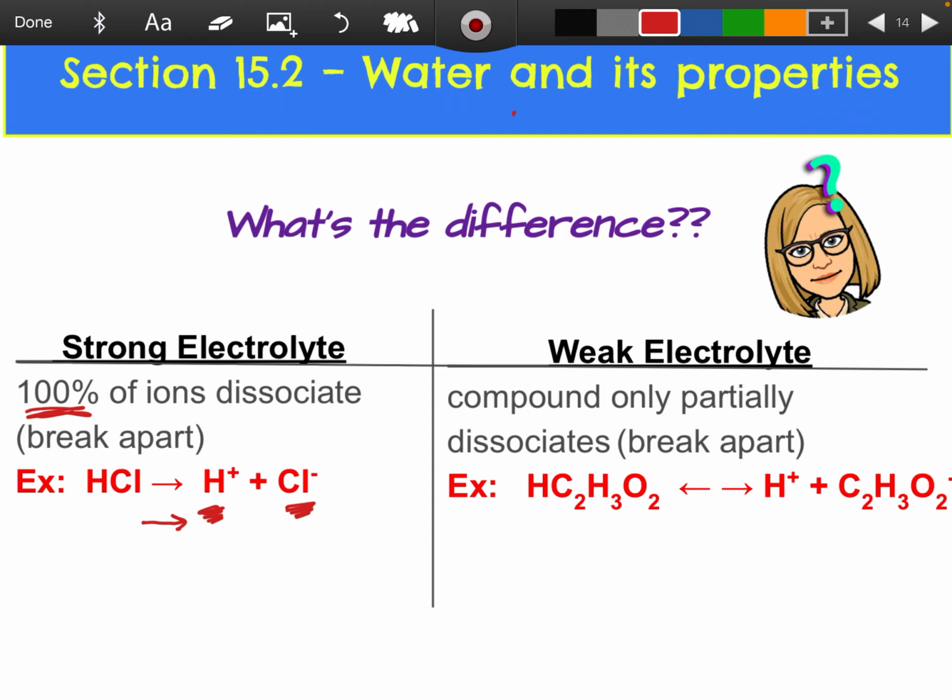A weak electrolyte only partially breaks apart. So when you have this, which is vinegar, by the way, so vinegar is a weak electrolyte. So some of the molecules break apart, but some of them are going to stay together, which is why you have this double arrow, because you're going to have some of this main substance in the solution, but you're also going to have some positive and negative charges. You're just not going to have as many positive and negative charges, so it's going to conduct a weaker current, which means that is a weak electrolyte.